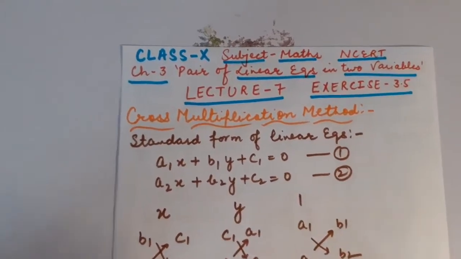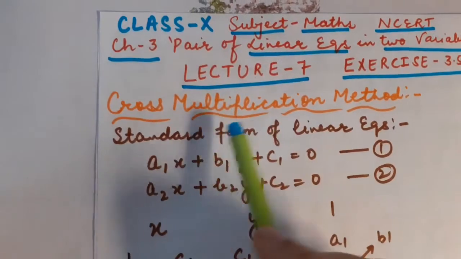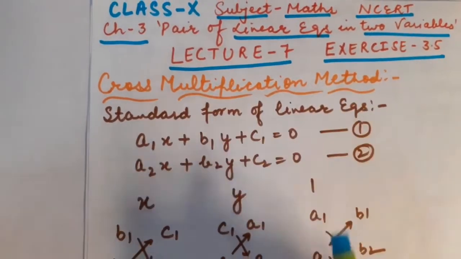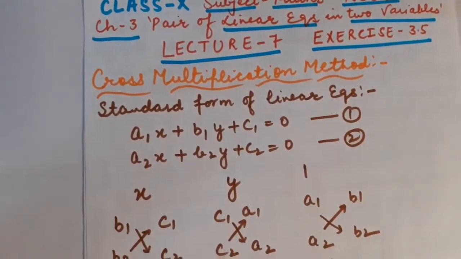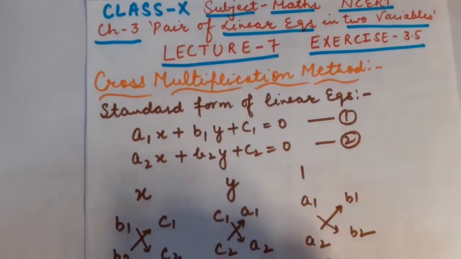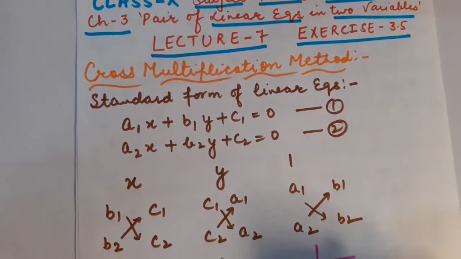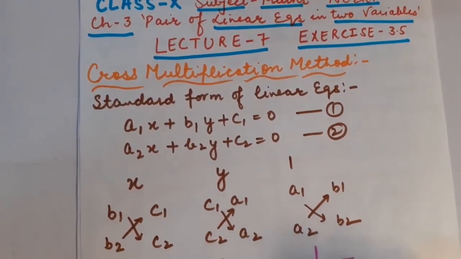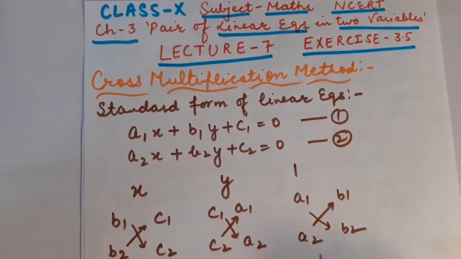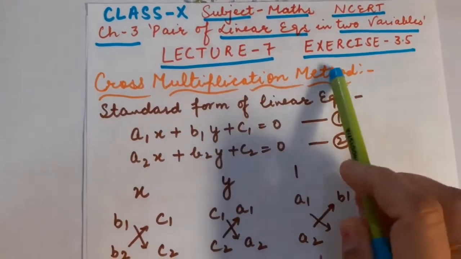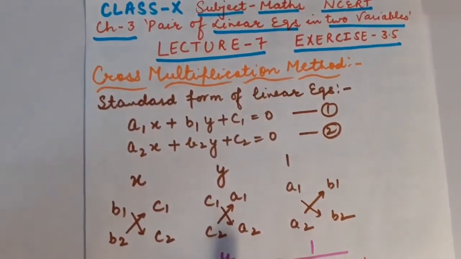So let us start, children. This is the cross multiplication method. First of all, I am going to make you understand on the basis of the generalized form of a pair of linear equations. After that, using the same formula of the cross multiplication method, we will be solving many questions of exercise 3.5. So let us start.